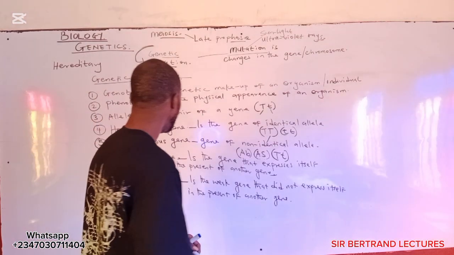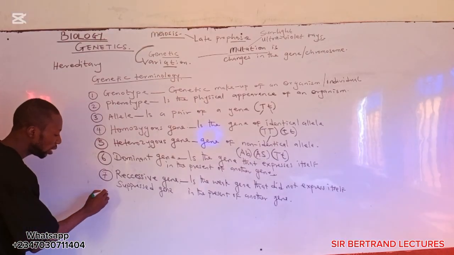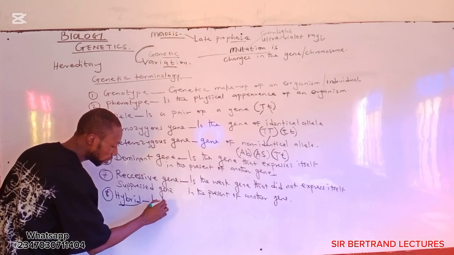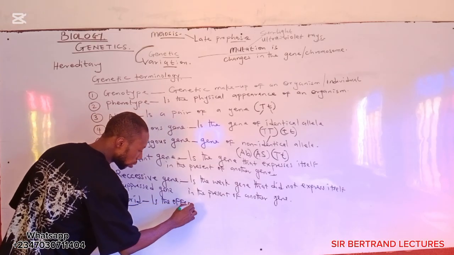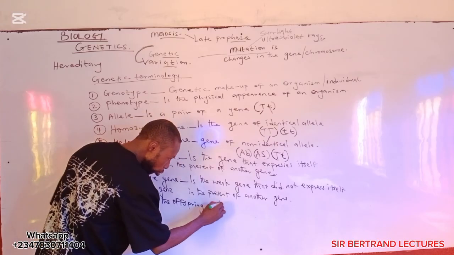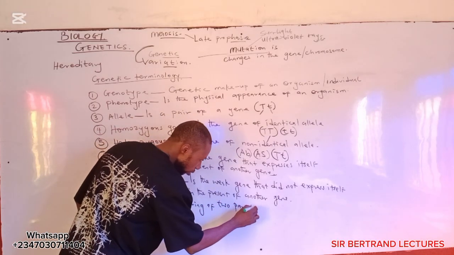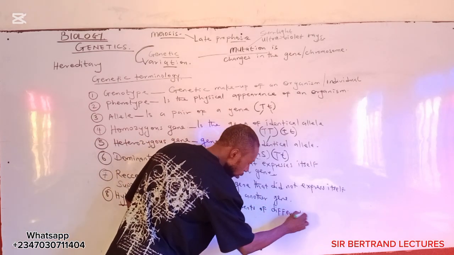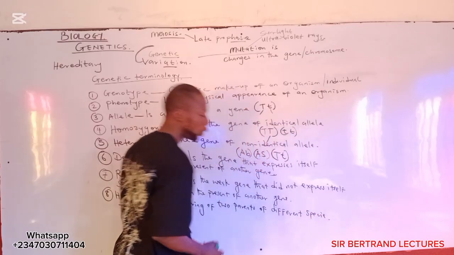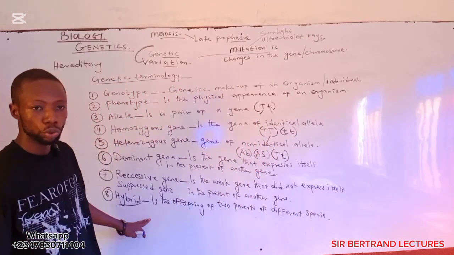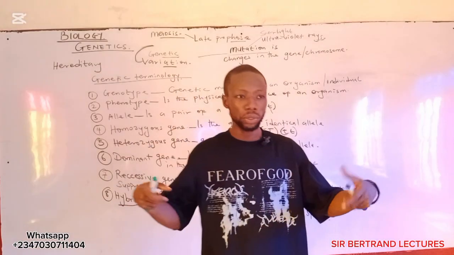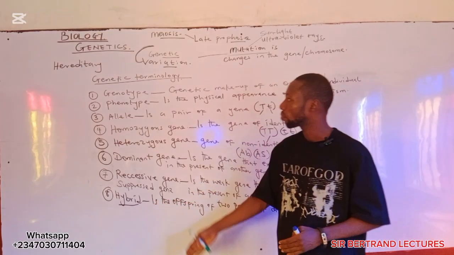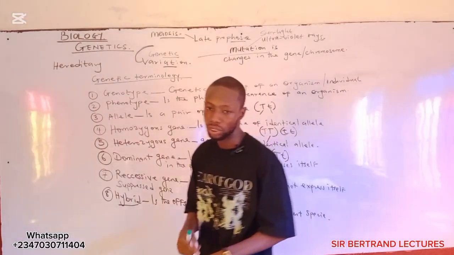Okay, then the next we are going to look at on the board is hybrid. A hybrid is the offspring of two parents of different species. The offspring produced by two parents of different species, where both parents must be closely related. That is a hybrid. All these are the genetic terminology.